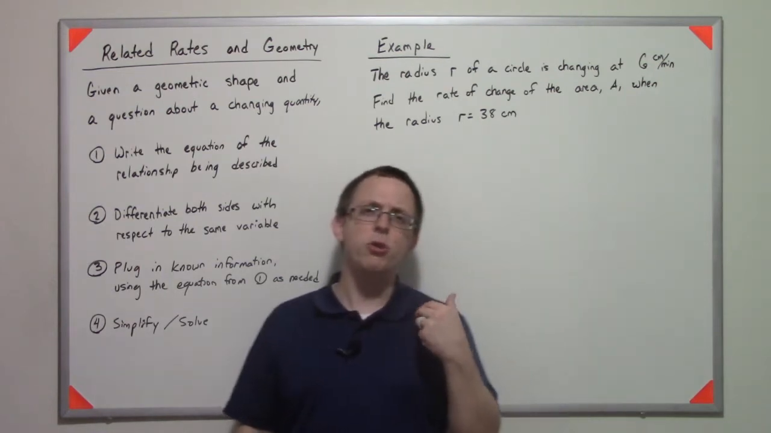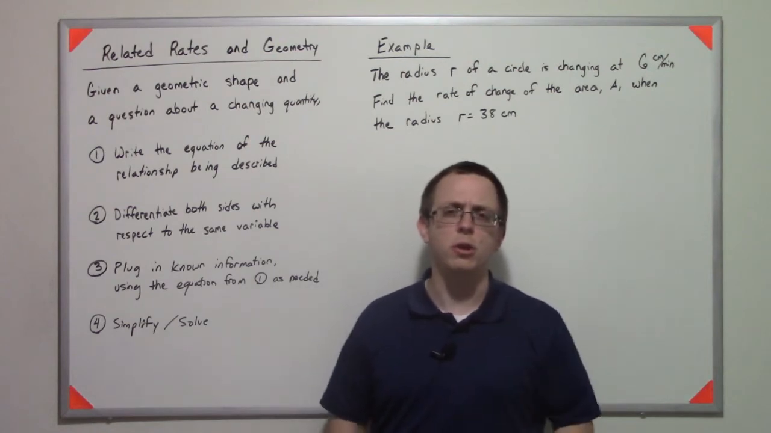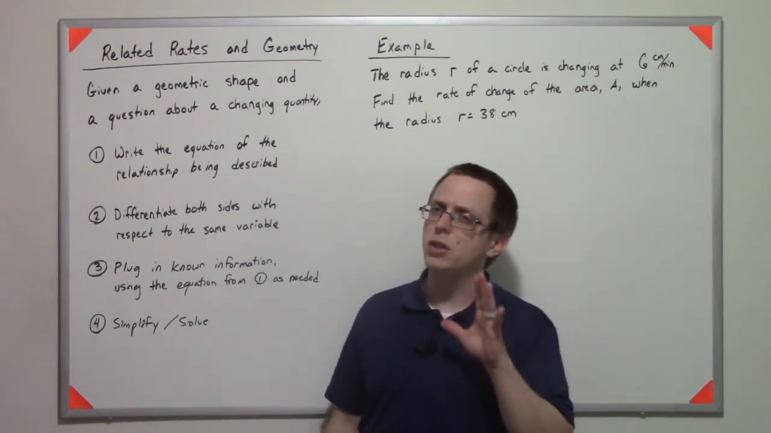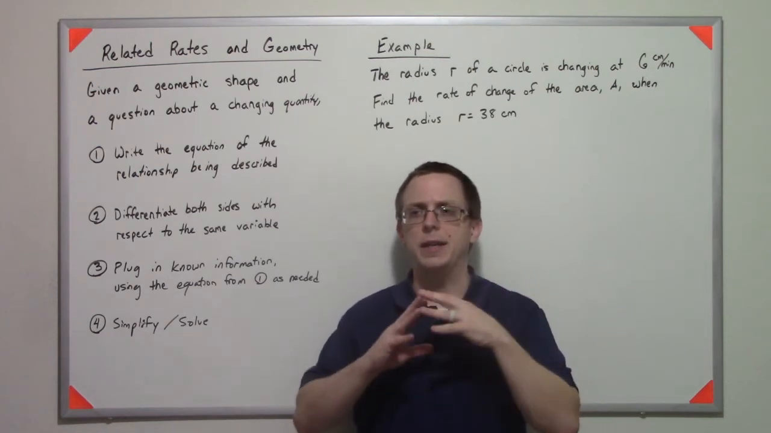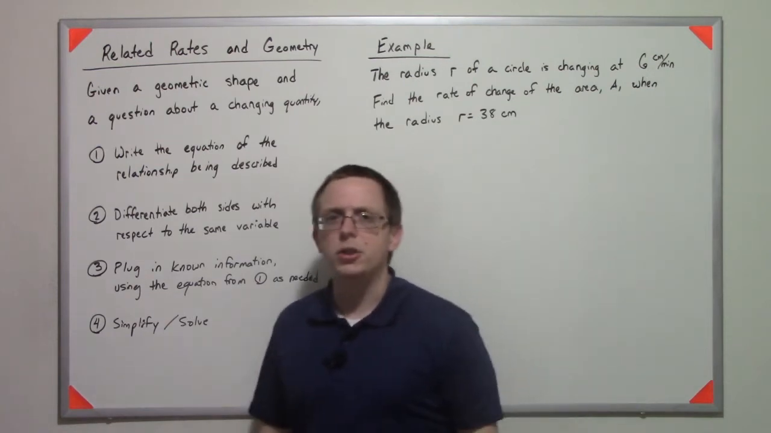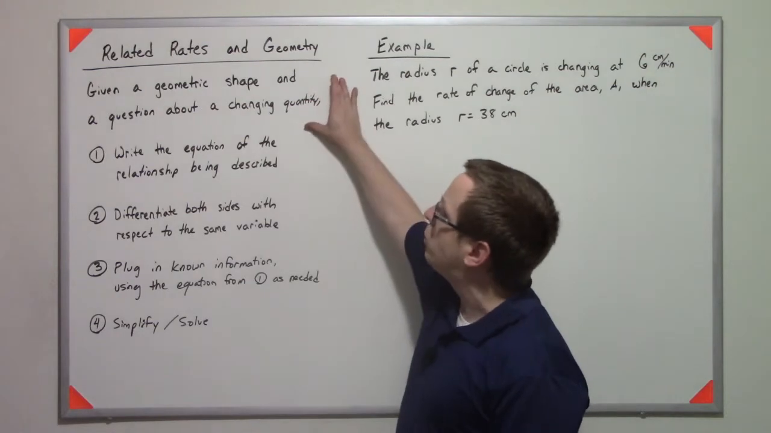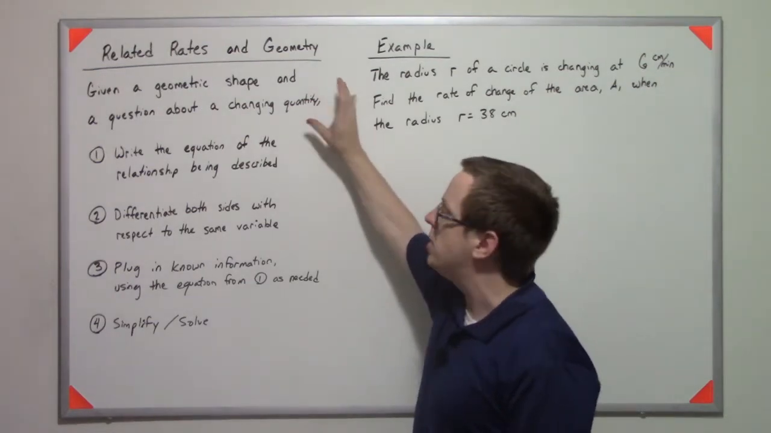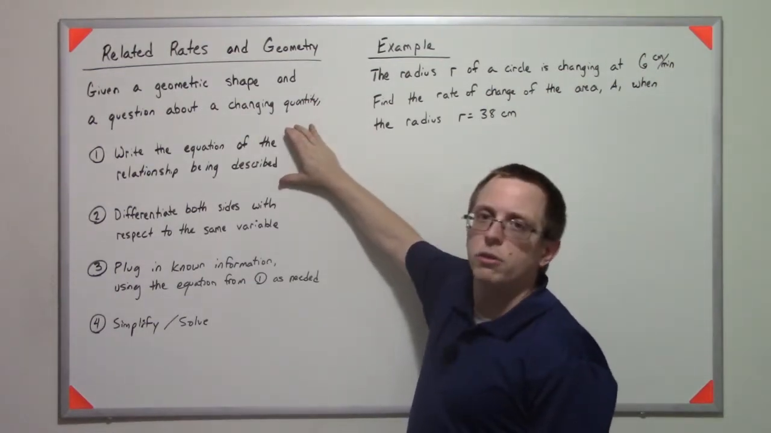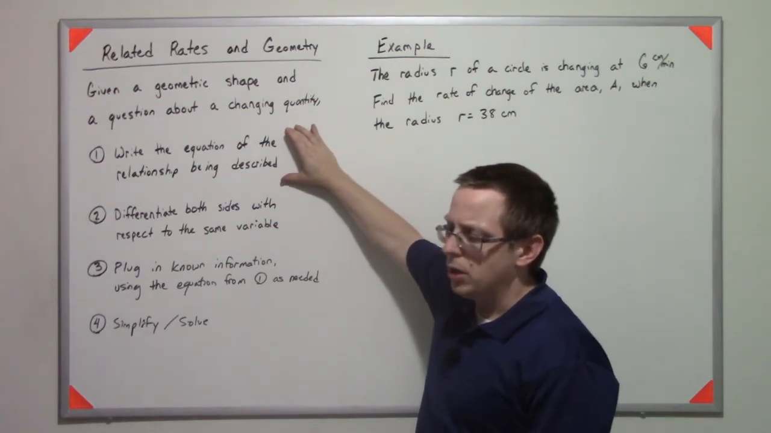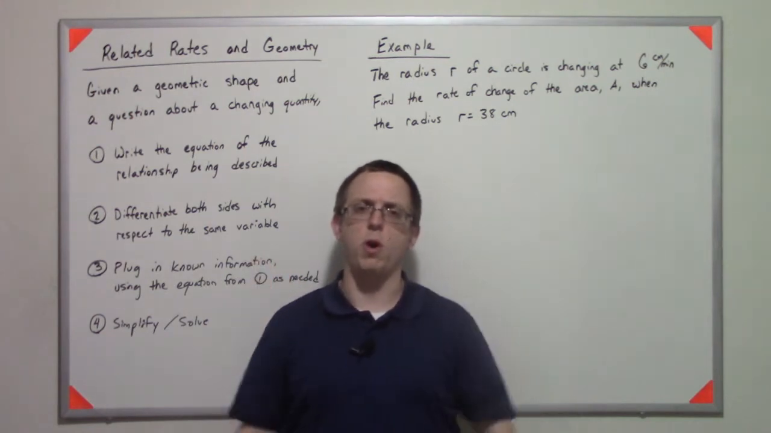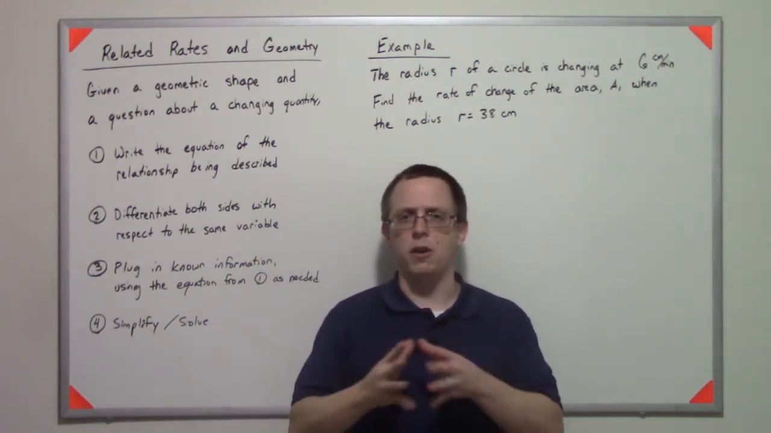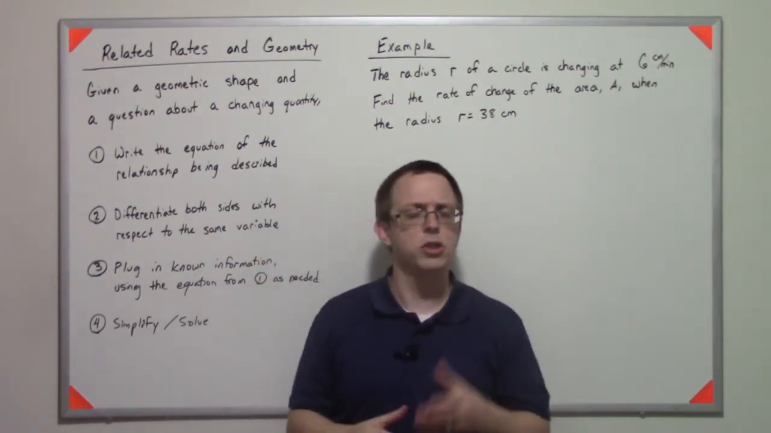But there's an algorithmic approach for how you can go about geometric problems. It doesn't always work out this easily, but this is a good baseline idea. If I have some sort of question about a geometric related rate, I'm going to write the equation of the relationship being described. That might mean it's a volume equation, so I'll write the equation for volume. Or it might be surface area, so I write the surface area equation.